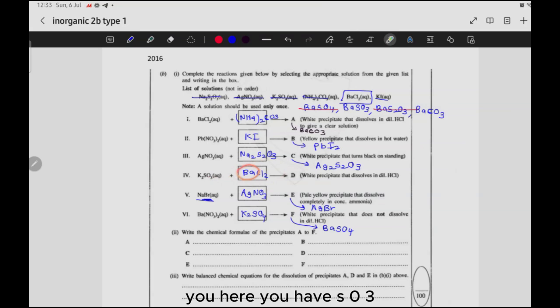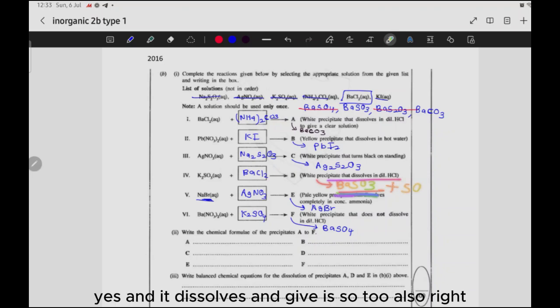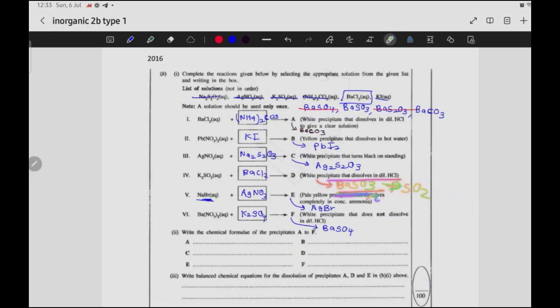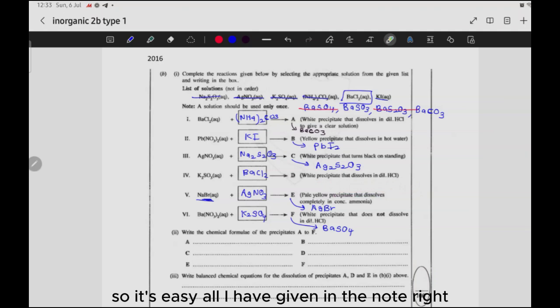So here you have SO3 2 minus ion. Here you have barium 2 plus ion, right? What is the compound that is formed? BaSO3, right? Is it a white precipitate? Yes. Does it dissolve in HCl? Yes. And it dissolves and gives SO2 also, right? So it's easy. All I have given in the note, right?